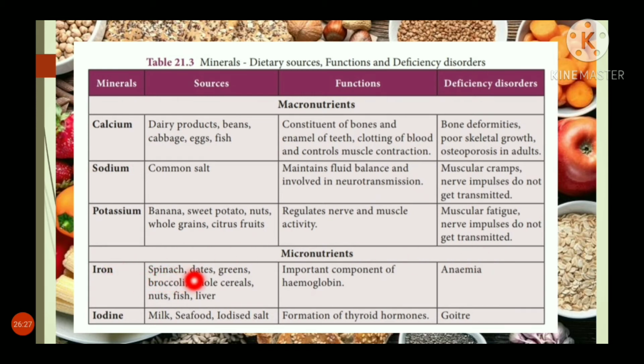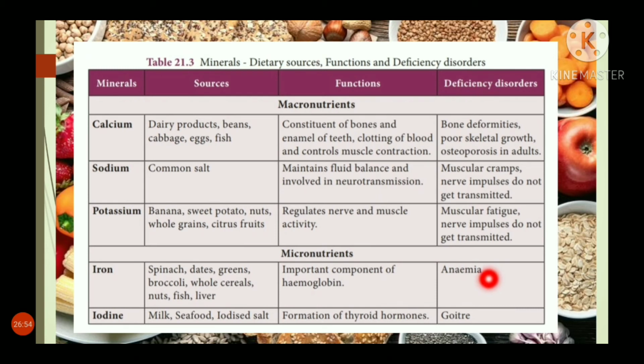Iodine: milk, seafood, iodized salt. So what is the function of having a little salt in your diet? Formation of thyroid hormones. Everything should be within limits. If it is out of limit, it will create problems. If you don't have a proper, limited amount of iodized salt, the deficiency disease is goiter.